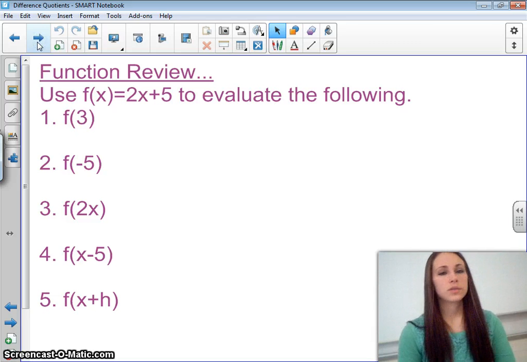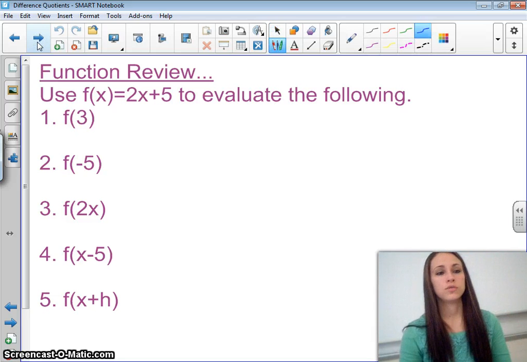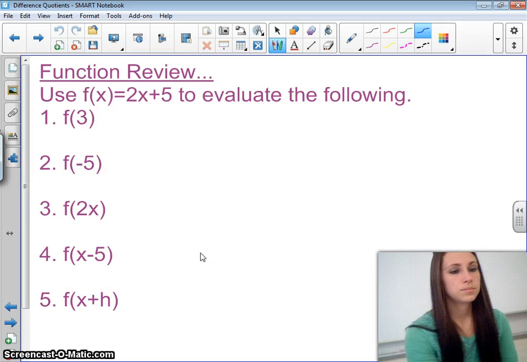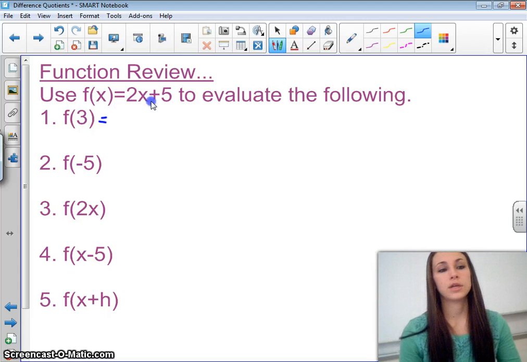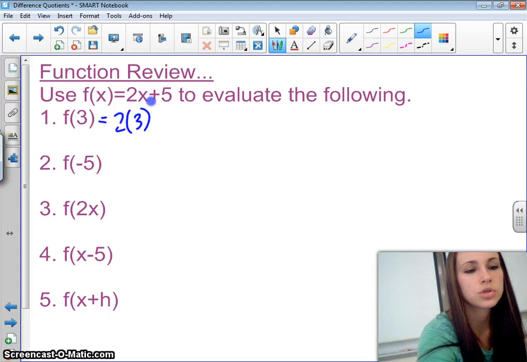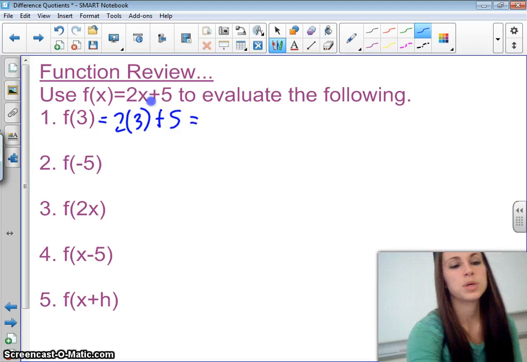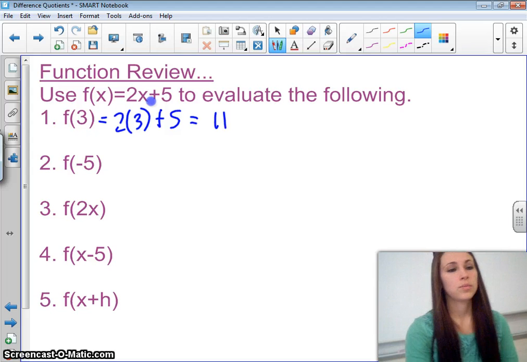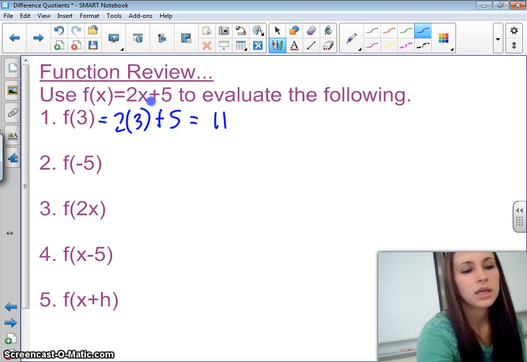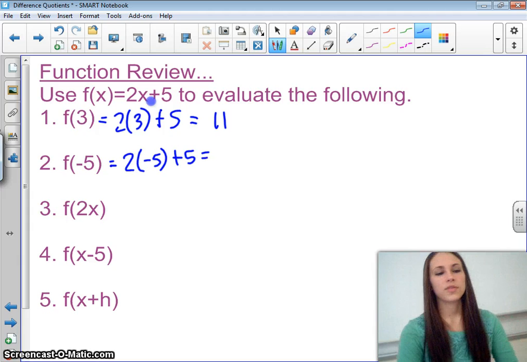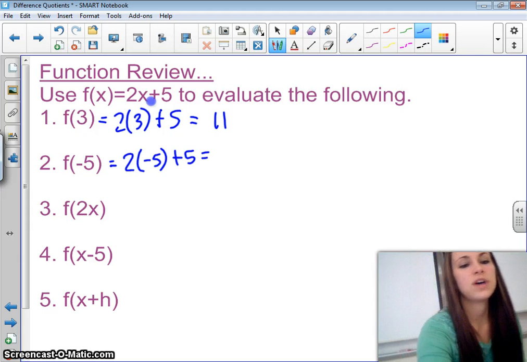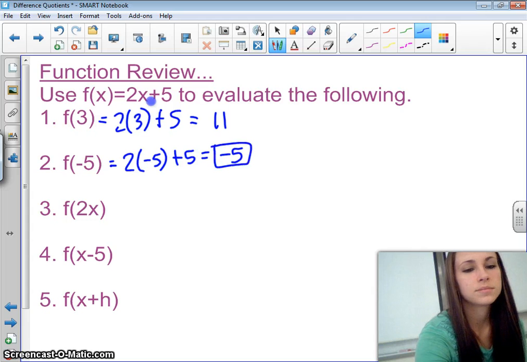So before we start that, let's do a quick function review and talk about what these things mean. If you were trying to do f of 3, you all know that f of 3 is just telling you to plug 3 in for x. So this would just be 2 times 3 plus 5. That would be 6 plus 5, which is 11. And that's simple. Same thing with f of negative 5. That's just telling you to plug in negative 5 for x, and then figure out what that is. So 2 times negative 5 is negative 10, plus 5 would be negative 5.